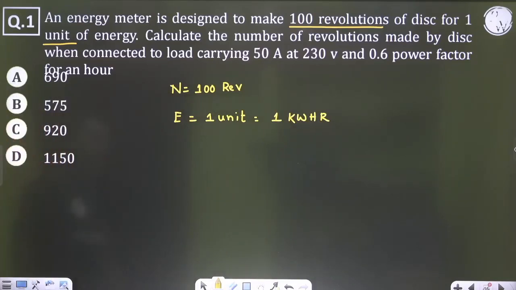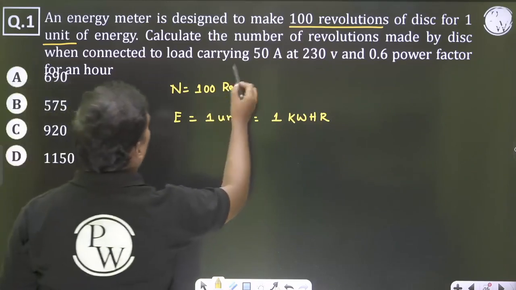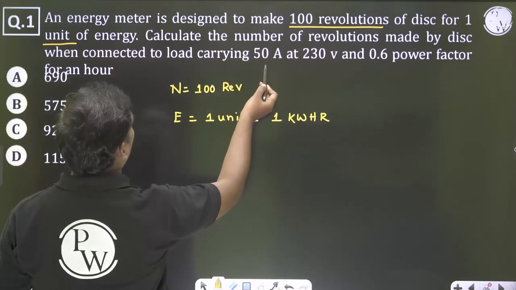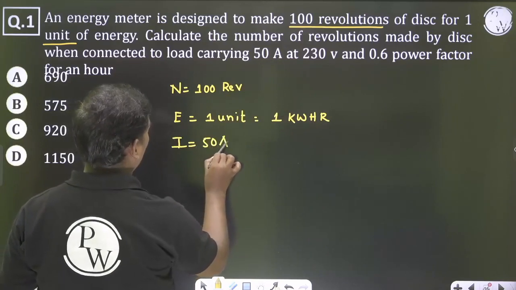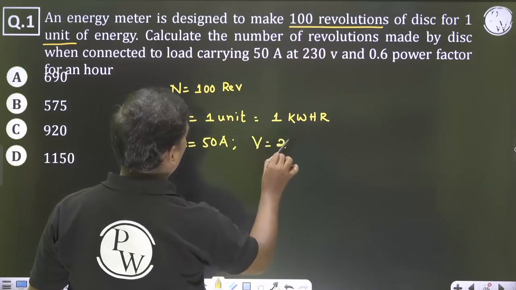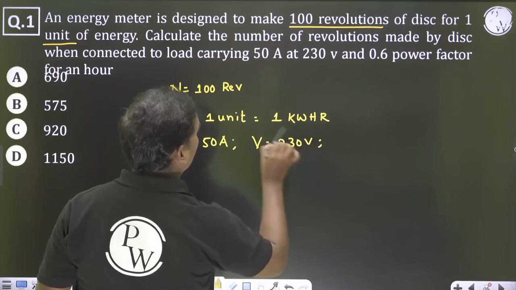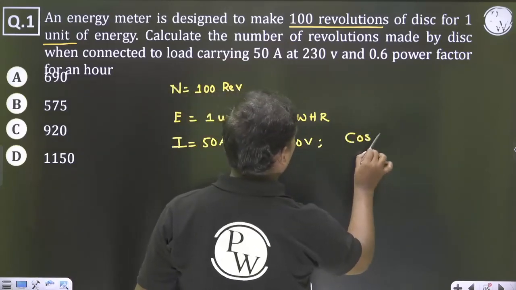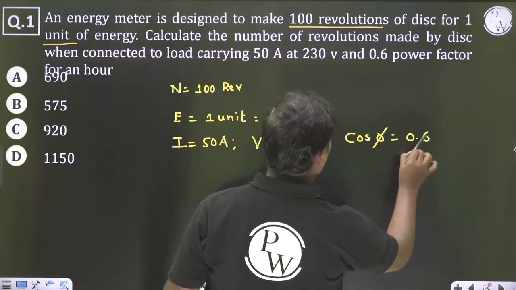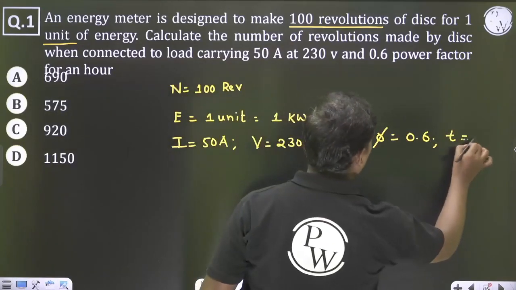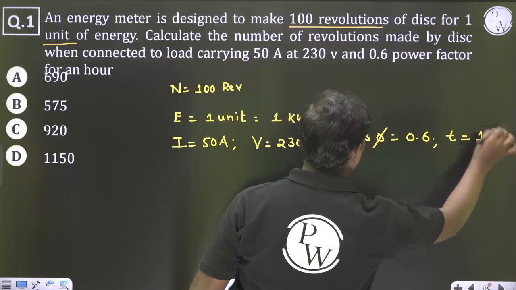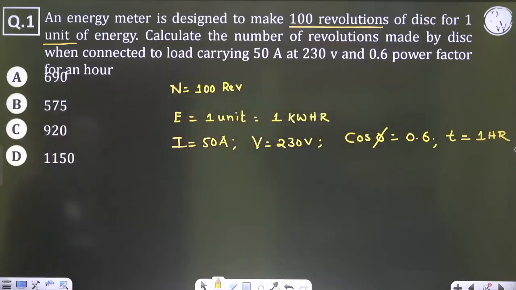Calculate the number of revolutions made by the disc when connected to a load carrying 50 amperes. So current is 50 amperes and the voltage is 230 volts. Power factor cos phi is equal to 0.6. Time is equal to 1 hour. First, let me calculate the K value.